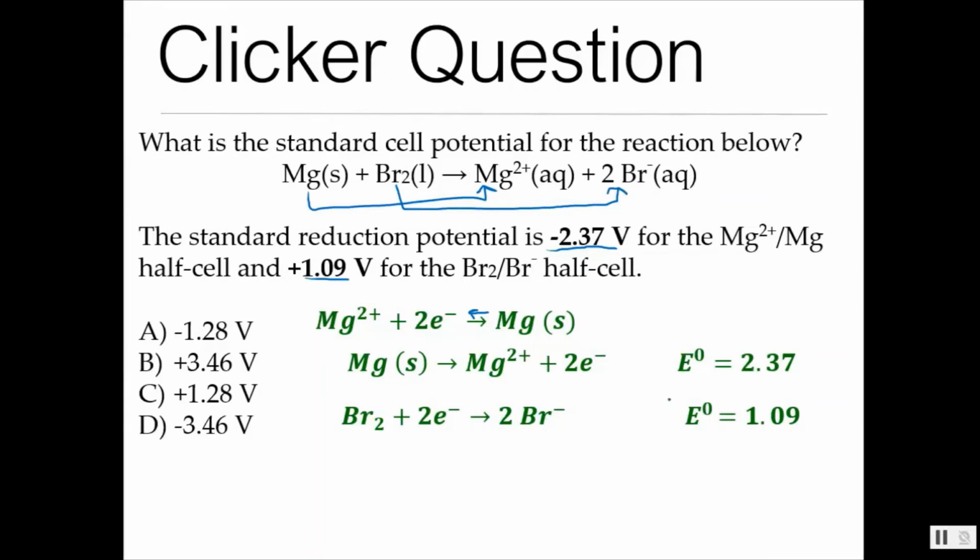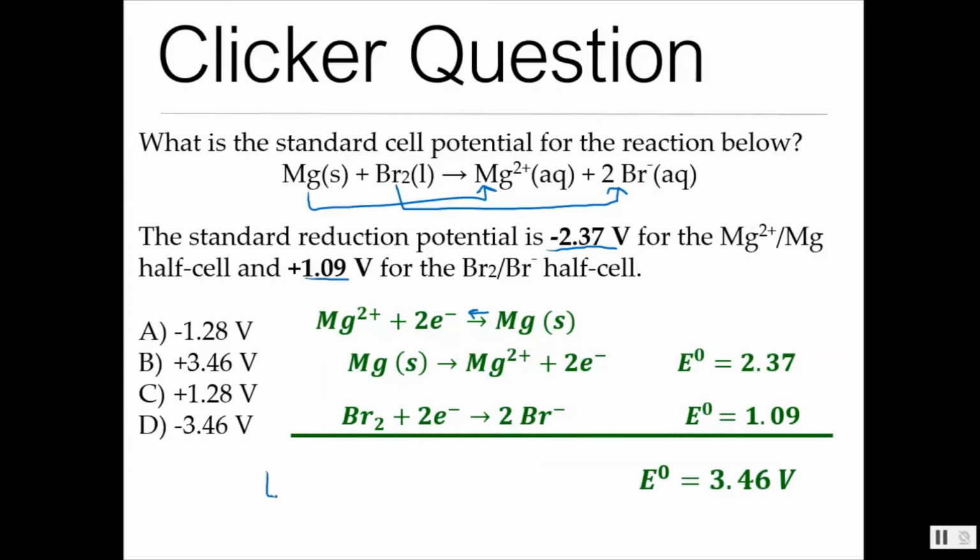These standard reduction potentials will be given to you always in the problems that you're given, or you'll be given a table where you can look them up. And so then here, our standard reduction potential for that bromine half reaction is 1.09. So now that we have our 2 half cell reactions and we see which direction they're going, we can add those 2 up and we get 3.46.